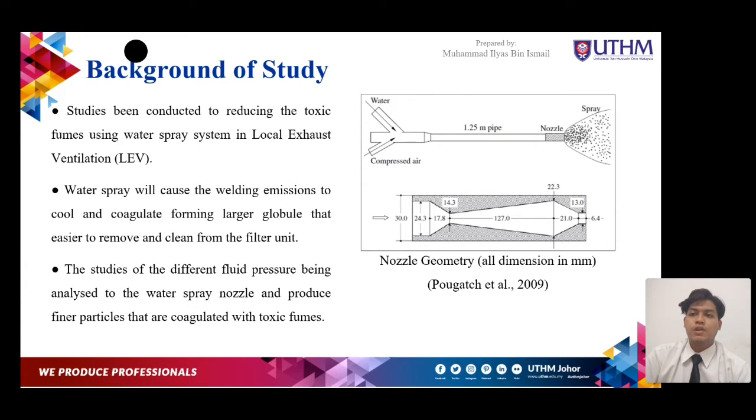Water spray will cause the welding emissions to cool and coagulate, forming larger globules that are easier to remove and clean from the filter unit. The effect of different fluid pressures applied to the water spray nozzle is analyzed, to produce finer particles that coagulate with toxic fumes. As you can see on the right slide, it shows the schematic diagram of the water spray system.